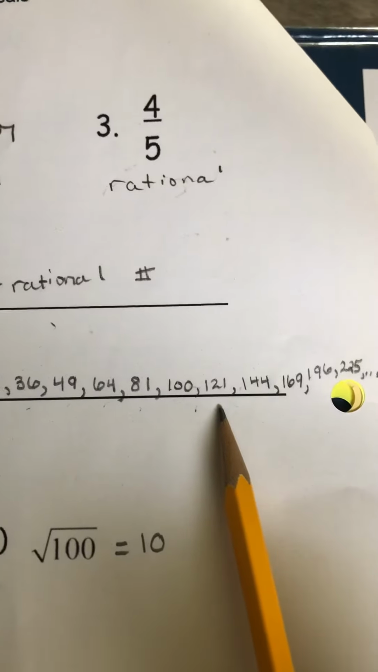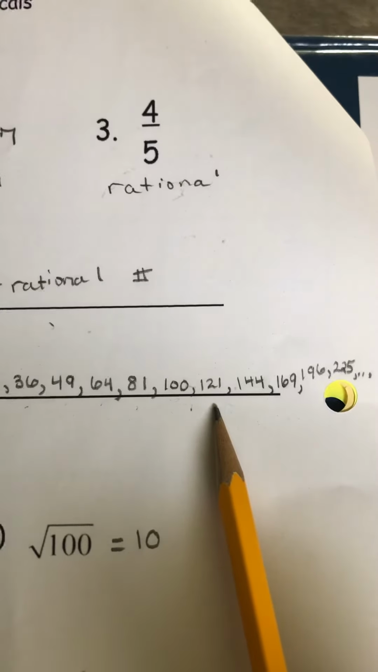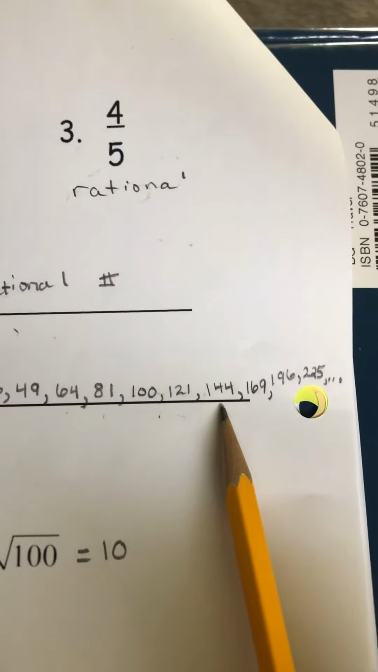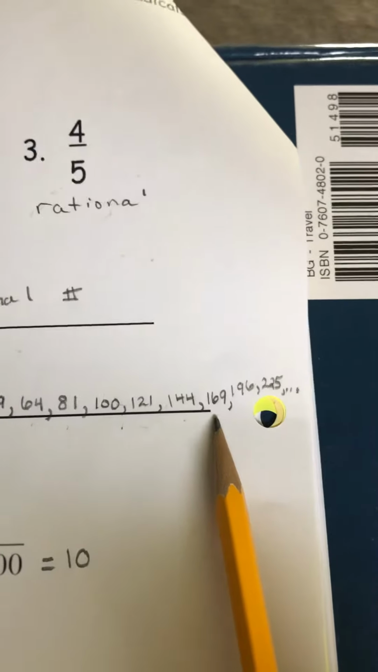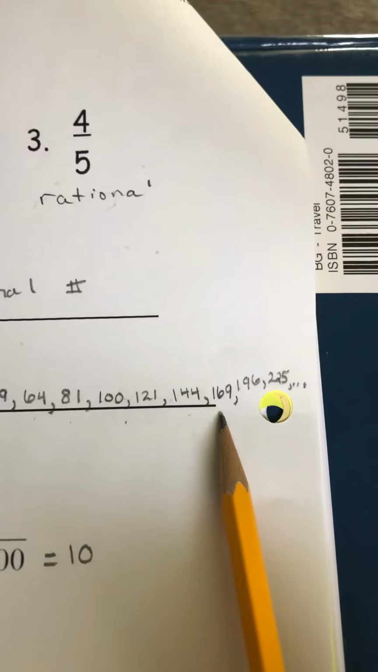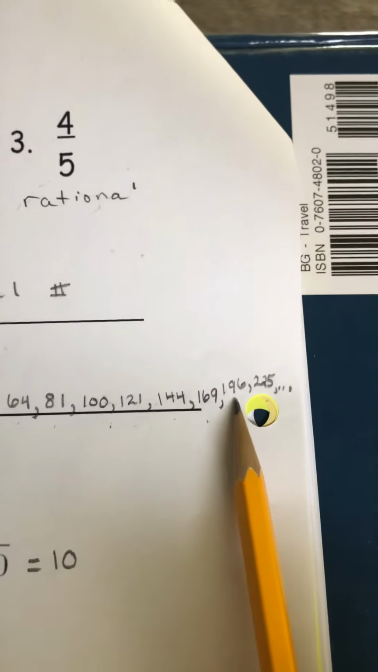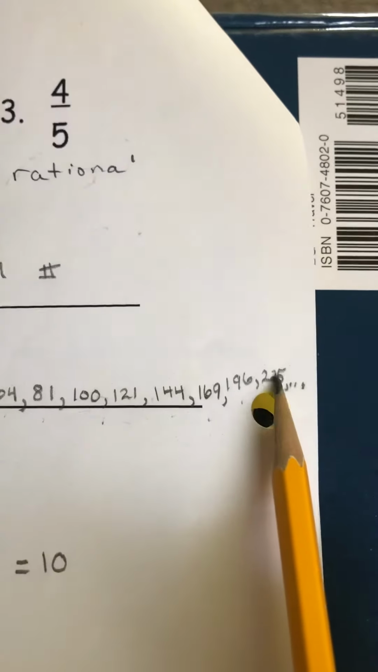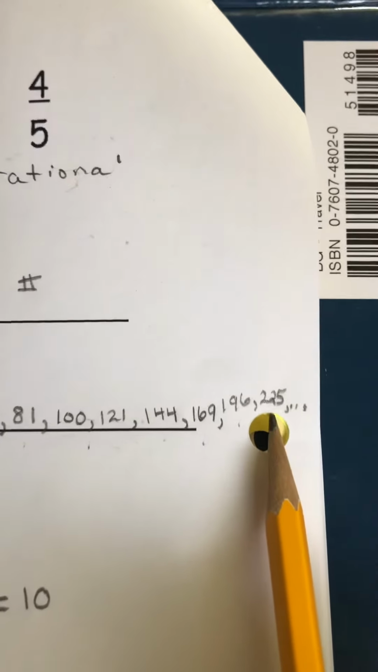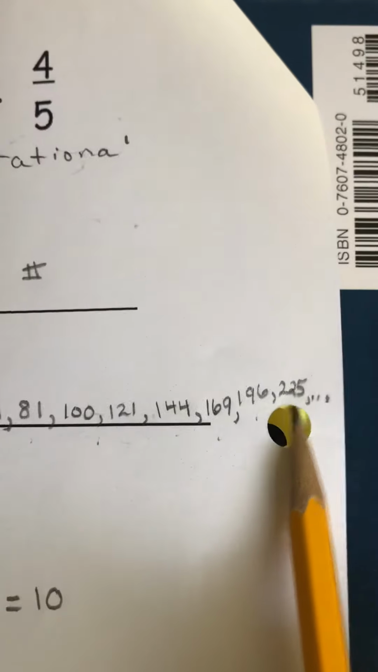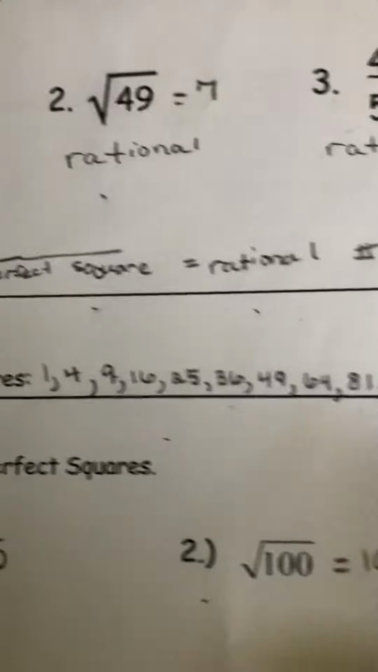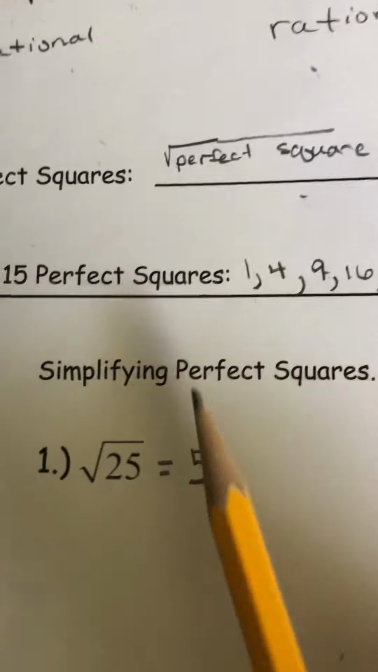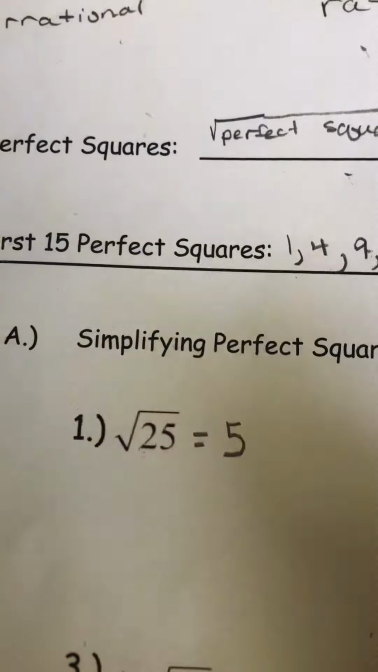And 11 times 11, 11 squared is 121. 12 squared, 12 times 12 is 144. 13 squared, 13 times 13, 169. 14 squared, 14 times 14, 196. 15 squared, 225, right? 15 times 15. And the list keeps going on. But if you know your perfect squares, it will help you when it comes time to simplifying a radical.